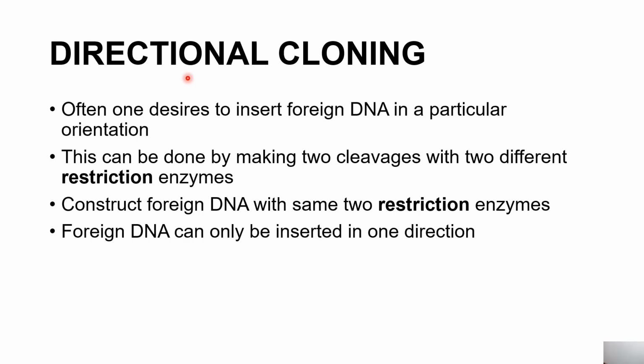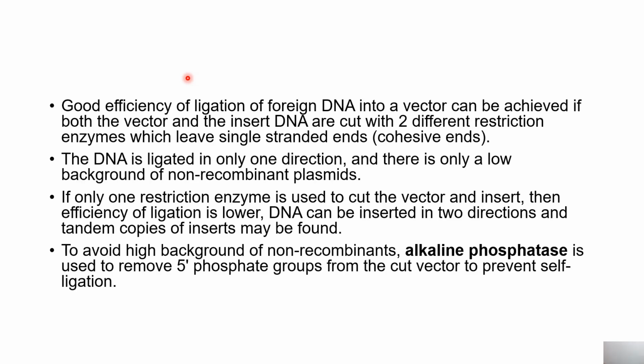Now, if you talk about directional cloning, often one desires to insert foreign DNA in a particular orientation. This can be done by making two cleavages with two different restriction enzymes. So you can cut the vector and the foreign DNA with the same two restriction enzymes, and the foreign DNA can only be inserted in one direction. Good efficiency of ligation of foreign DNA into a vector can be achieved if both the vector and the insert DNA are cut with two different restriction enzymes. It's called directional cloning, which will leave single stranded, cohesive ends, and the DNA is ligated in only one direction, and there is only a low background of non-recombinant plasmids.